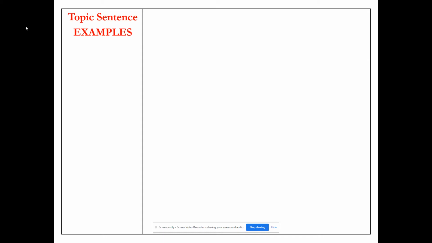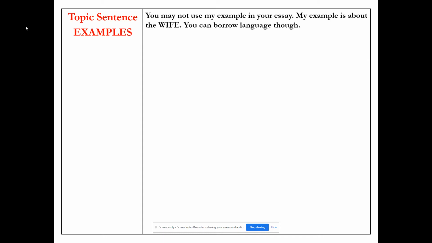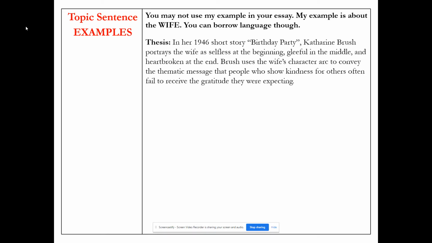Okay. So some examples of those topic sentences. So again, my examples are about the wife. If you're in my class and you're writing an essay about the husband, you should be writing about the husband, not using my examples from the wife. You can borrow some of the language, though, like some of the language that doesn't refer to the wife.